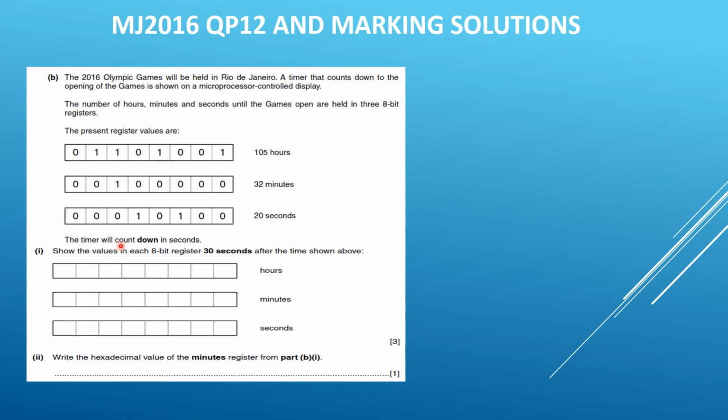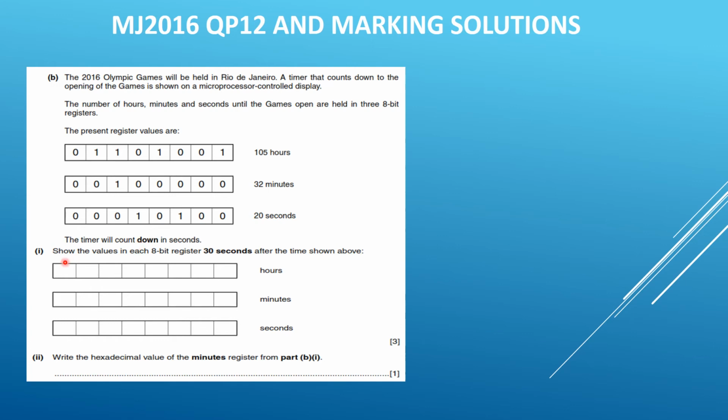The timer will count down in seconds. Now we need to focus upon this term countdown. Countdown is, for example, if you want to count down from 10, then 10, 9, 8, 7, 6, 5, 4, 3, 2, 1. This is how the countdown goes on.